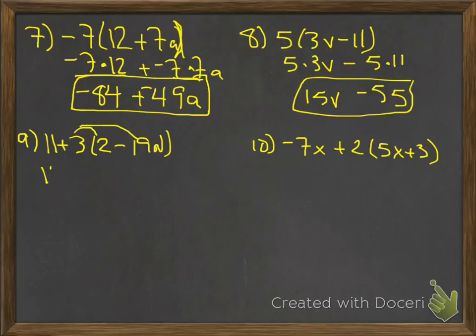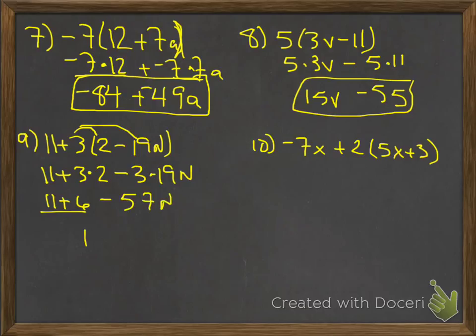So here we've got 11 plus, and we're saying 3 times 2, distribute, minus 3 times 19. Now these two examples, 9 and 10, are examples where I'm going to have to distribute first, then combine like terms. So here I've got 11 plus 6 minus 57n. Combine my like terms, and I get 17 minus 57n.